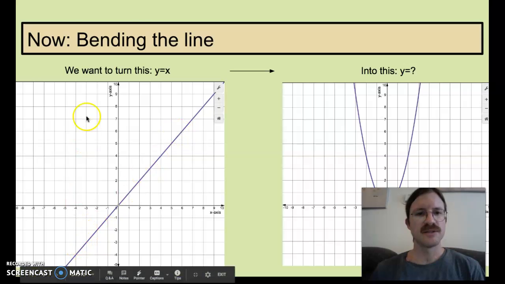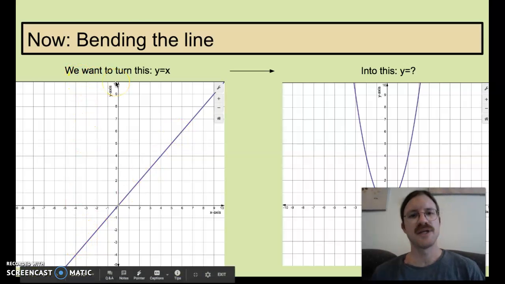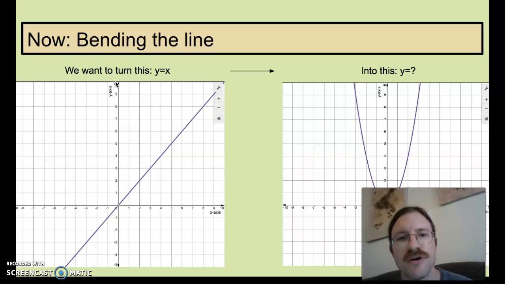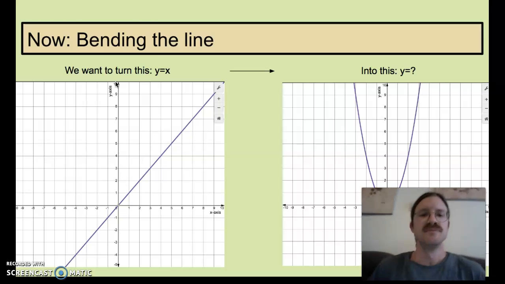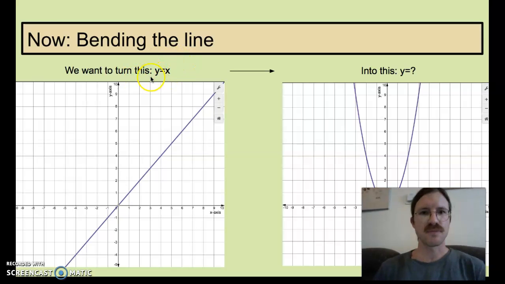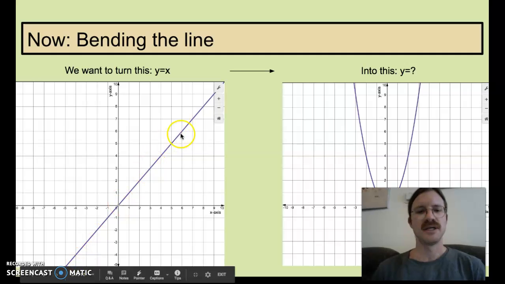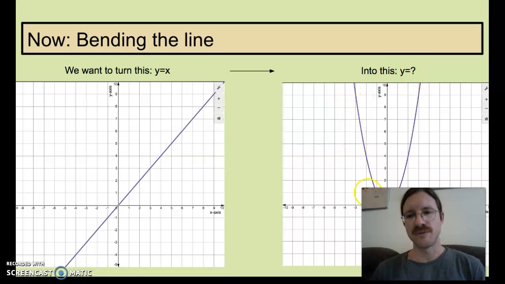That was review for drawing lines, but now what we want to look at is how we can turn that line into a curved line, or what I'm saying is how we can bend that line. So if the equation y equals x corresponds to a graph that is a straight line, what does y have to equal in order to make that line bend? That's our guiding idea right now.